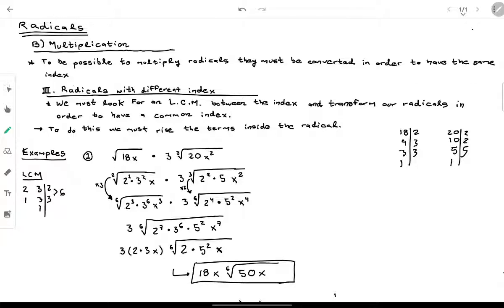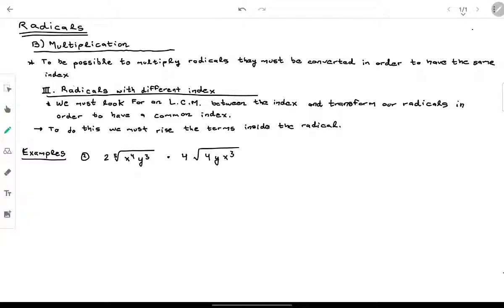So what is the idea that is going to be very different from other exercises? We need to transform our radicals in order to have the same index. How do we do it? The number that I need to multiply the radical by to become the other one is the number to which I will raise the terms that are inside the radical. In this case, in this one I raised every term to the third power. In this one, I raised every term to the second power, and then it will become a normal exercise of multiplication of radicals with the same index. Let's see another example.